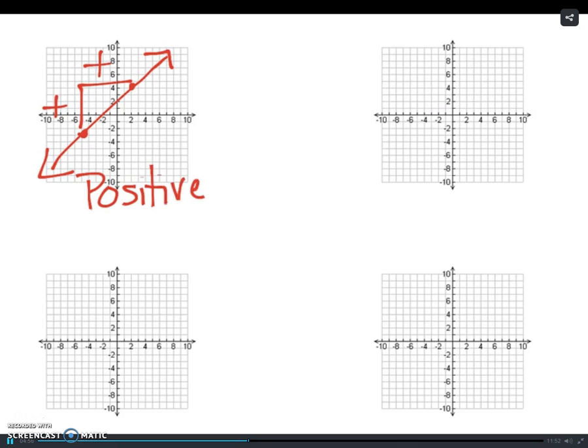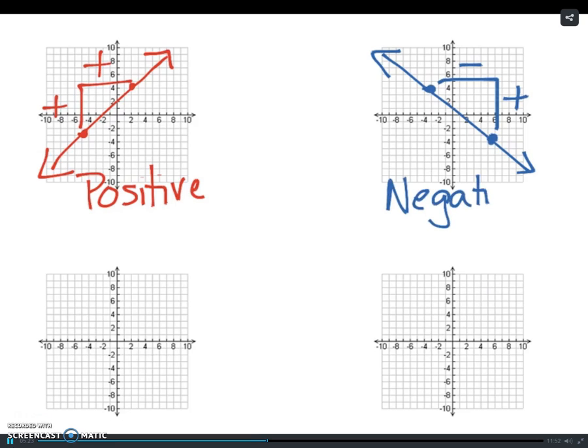If I were to have this line, and I were to choose 2 points, and I counted my rise over my run, my rise would be positive, but my run would be negative because I go left. And so anytime you have a positive and a negative, it's like the rules with multiplying. A positive times a negative is always going to give you a negative. So this is a negative slope. And those are pretty standard, and most of us do really well with those.